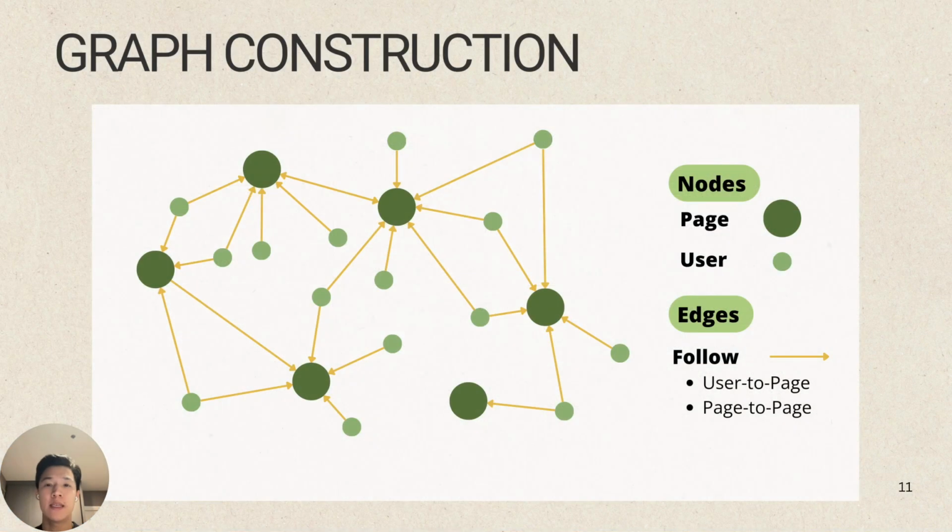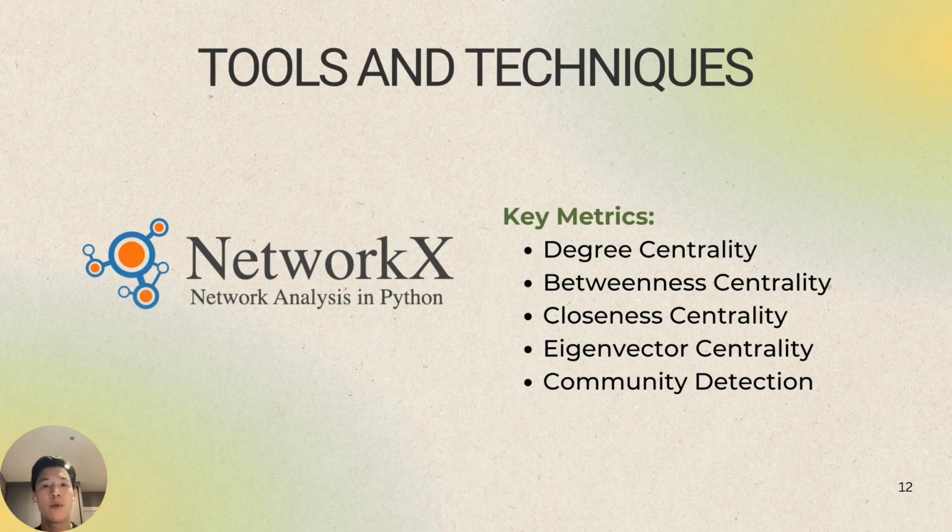Our methodology is centered on social network analysis, or SNA. It's a powerful tool for understanding relationships and influence within a network. We began by constructing a graph where nodes represent users or pages and edges represent the following between them. Using the graph, we apply various analysis techniques, including centrality measures and community detection, to uncover actionable insight.